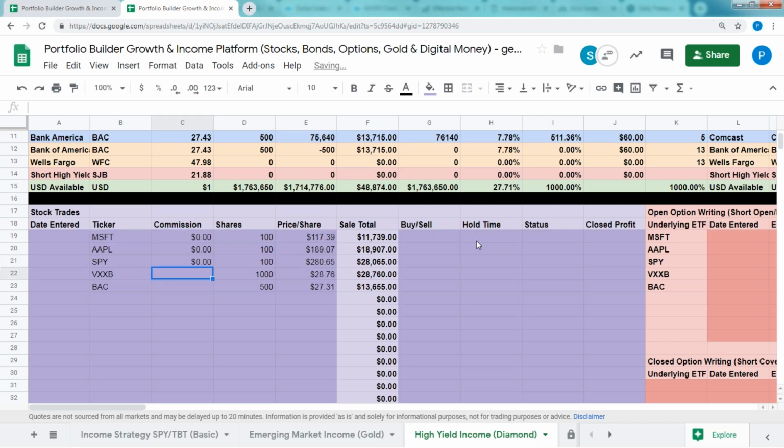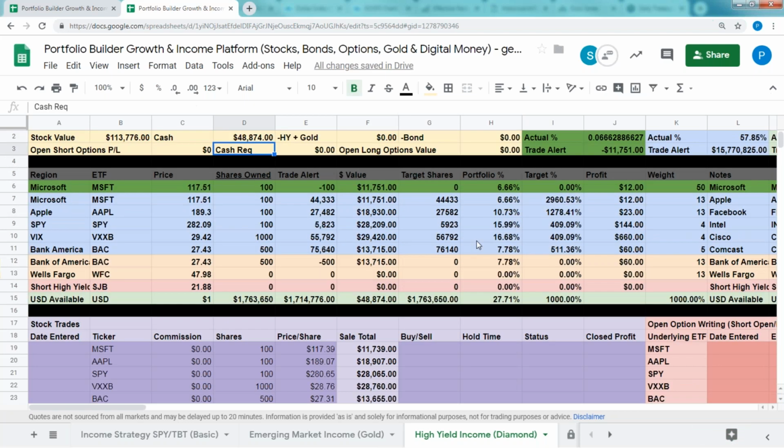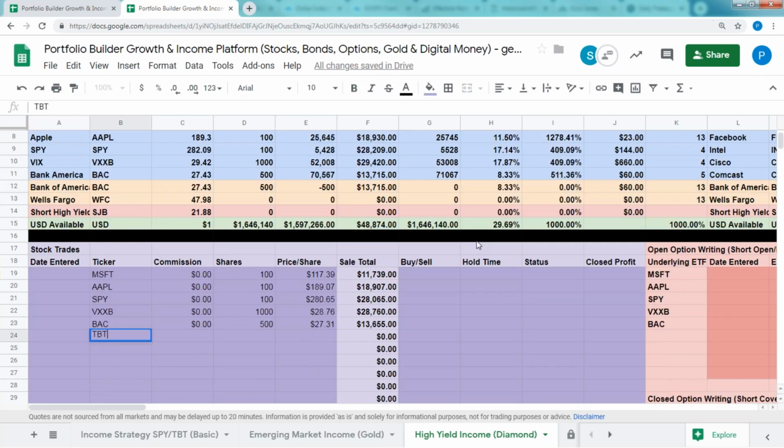And you know what? Throw in the TBT there too, because I do have this on this demo account. So let's add in the TBT. Okay, I'll throw TBT up here. Yeah, that'd be great. And I got 500 of those. Price? At 35.17.